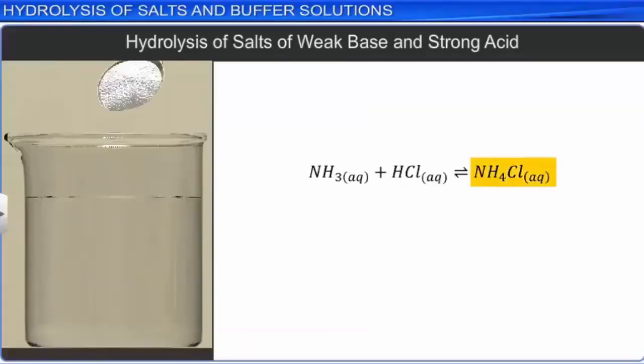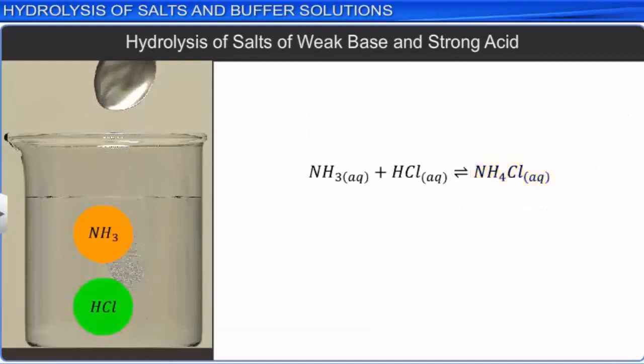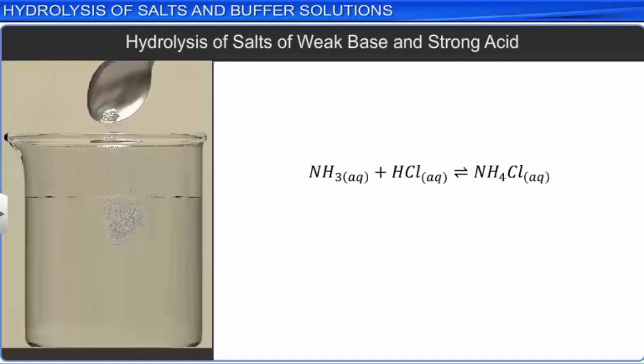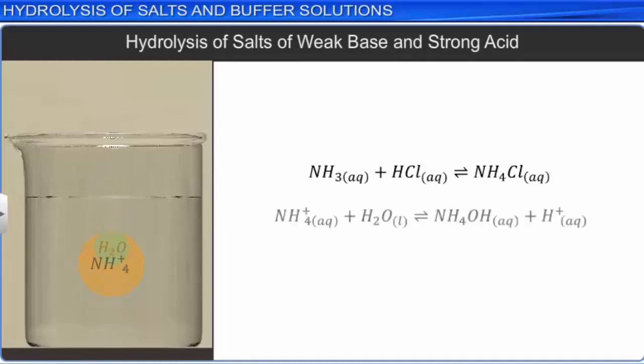Ammonium chloride is a salt of a weak base, ammonia, and a strong acid, HCl. The NH4 plus ion, being the conjugate acid of a weak base, is stronger. When the salt is dissolved in water, the NH4 plus ions undergo hydrolysis to form NH4OH and H plus ions.